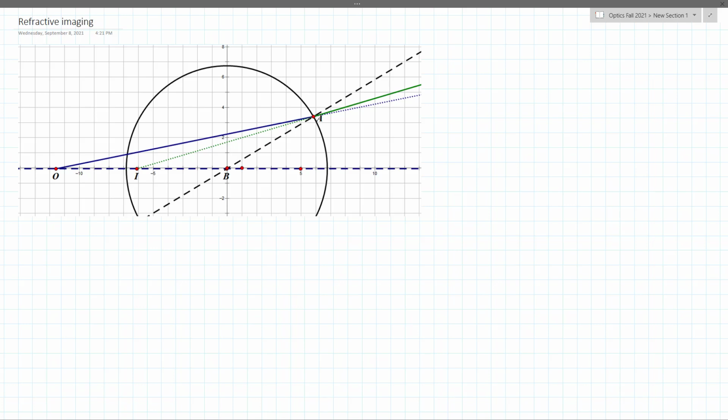In this video, I will derive the formula for refractive imaging. So let's take a look at the diagram. This diagram was a screenshot of my simulation.